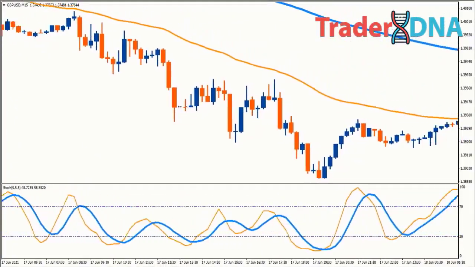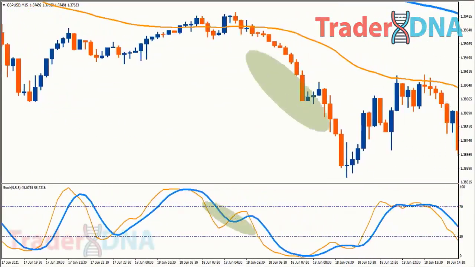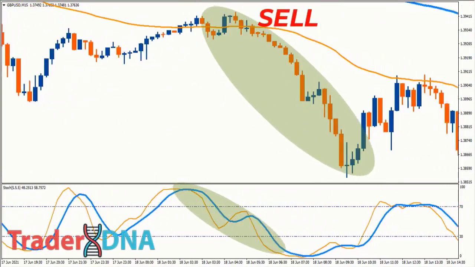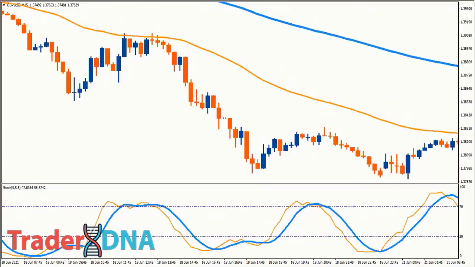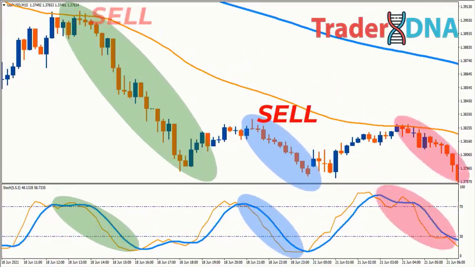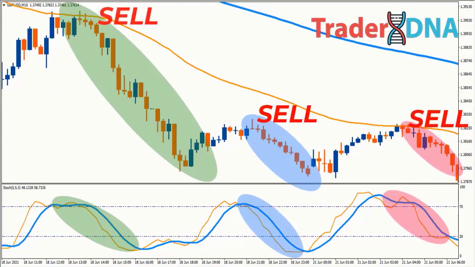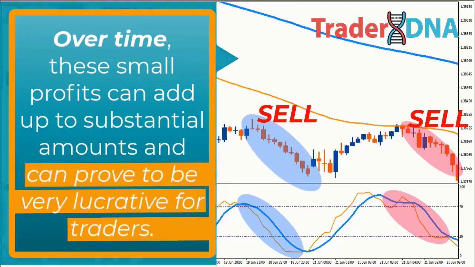In this video, you will learn a scalping strategy that will allow you to scalp the forex market, indices, stock market, and cryptocurrency. For this particular trading strategy, the time frame that should be used is the 5-minute chart. However, it can also work well as a scalping strategy on the 1-minute and 15-minute timeframes. The stochastic scalping strategy will allow traders to make incremental profits over short time frames. Over time, these small profits can add up to substantial amounts and can prove to be very lucrative for traders.